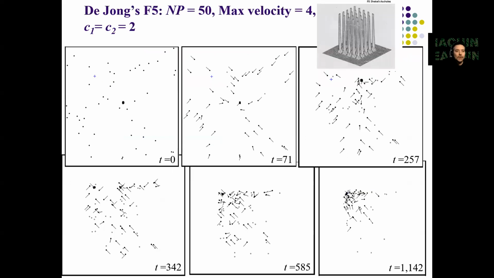That's another example, the Zong's F5 function, which has several local minima, and it also has a global one. And you can see the situation. The problem is much more complicated. It takes longer for the algorithm to converge, but they managed to find the global after approximately 1,000 iterations.